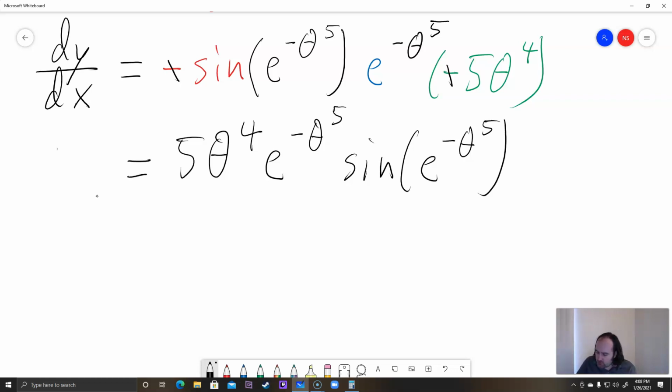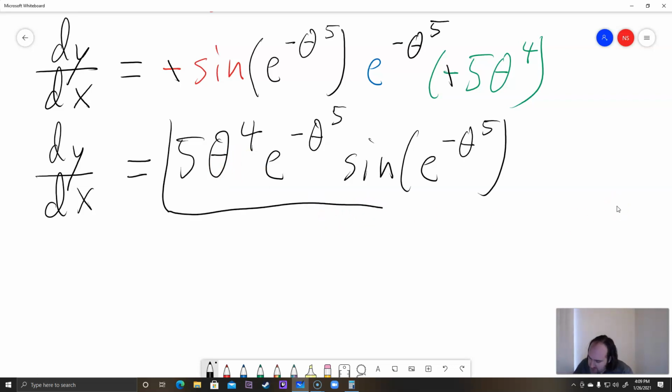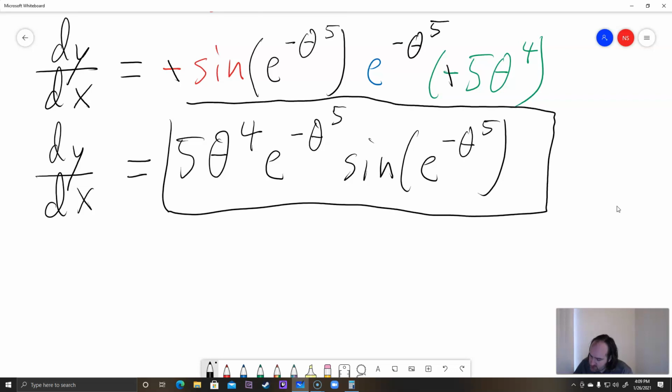That's just following the order that they use to write everything in my math lab, which is why I'm rewriting it in this order. They write the constant first, then the variable to a power, then exponentials, and then trig functions, in that order. But it would probably accept it on my math lab if you used this order. I'm just trying to write it the same way they did in case you use their examples. So this is our answer: 5 theta to the 4th times e to the negative theta to the 5th times sine of e to the negative theta to the 5th.